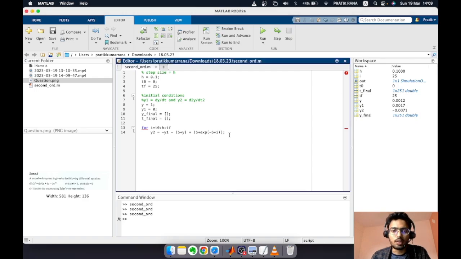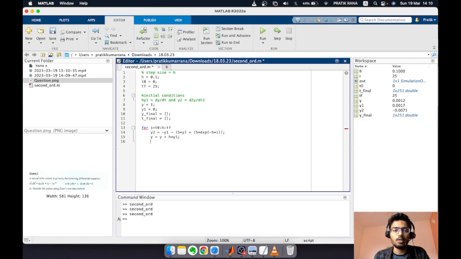So we have the differential equation ready with us here. Next we'll write the update equations for y as well as dy by dt. So as per Euler's method, the new value of y will be the old value of y plus the step size times the rate of change of y. The rate of change of y is nothing but dy by dt, which in our case we have denoted using y1. So it will be y equal to y plus h into y1. This will give us the new updated value of y.